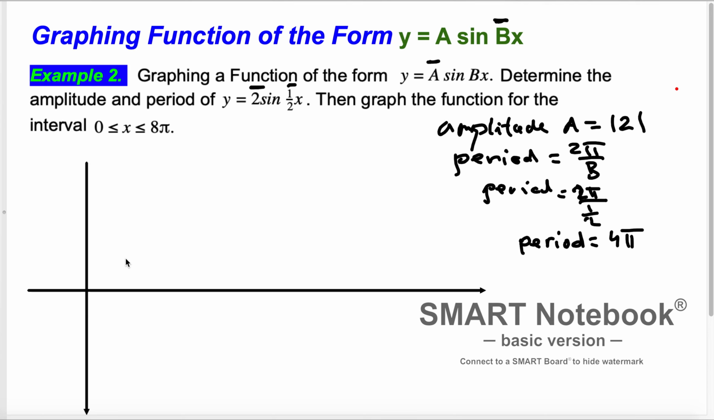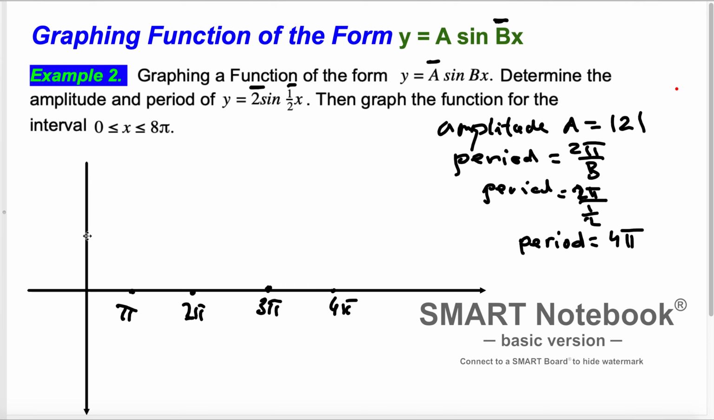And now we already know the 4 pi, one period is going up to here, 4 pi. But half of the 4 pi is 2 pi here, so I'm dividing this into 4 intervals. Here is the half pi, and here is 3 pi. And now I'm graphing the function.